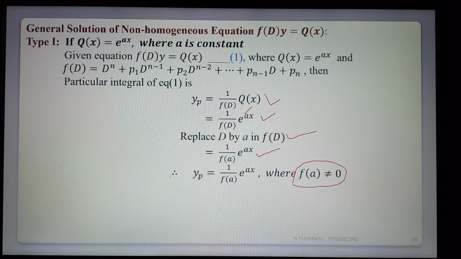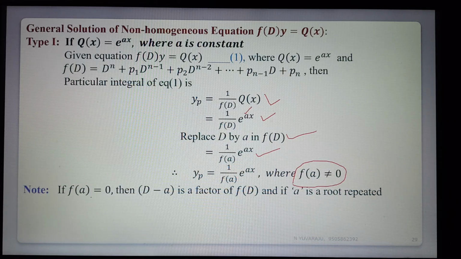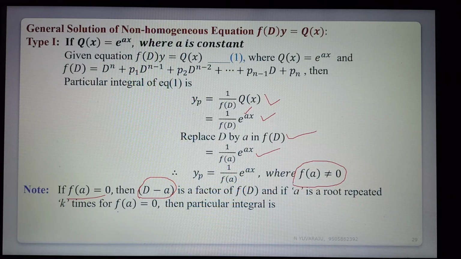In case after replacing D by a we get 0, when f of a is 0, this is another case. If f of a is equal to 0, that means D minus a is a factor of f of D, then a is a root of the polynomial f of D. Then how many times it is repeated is important. So the assumption is that a is a root repeated k times, only for f of a equal to 0. Then the particular integral is x power k by k factorial.